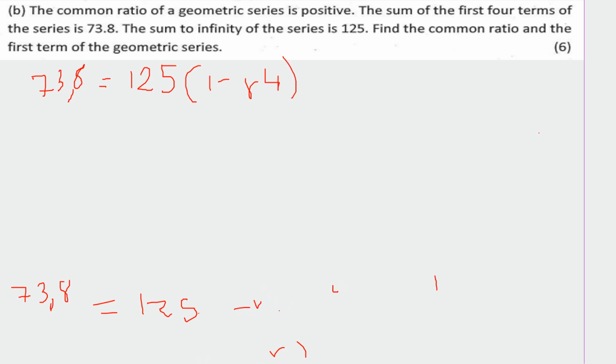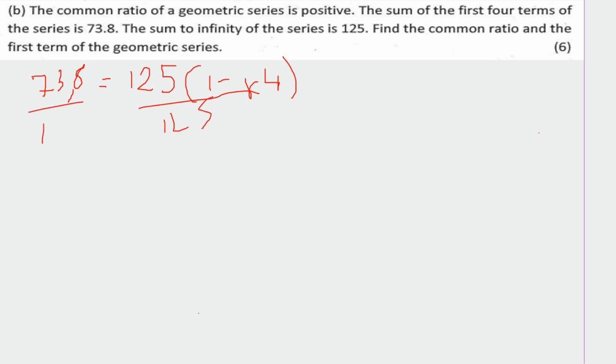Okay, that means I can also erase here. And then now when we solve for the value of r, we just divide both sides by 125. Divide both sides by 125. Okay, let me just put this in the calculator. 73.8 divided by 125. Therefore we have 0.5904, all being equal to 1 minus r to the power of 4.